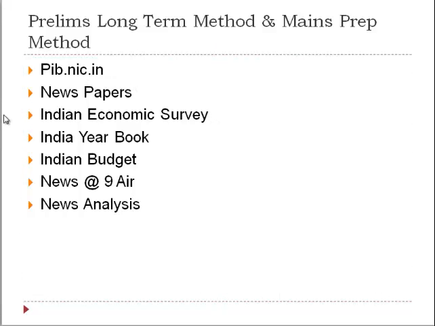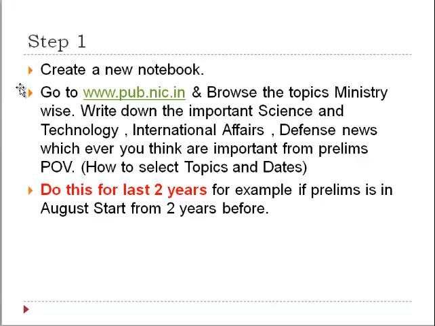So let us discuss them one by one, so that you will come to know what all these are. So in step 1, you have to create a new notebook. You have to go to pib.nic.in, and you can start with a year or 2 years of data. Defense news, technology, international affairs, important events, everything will be there on this website. But remember, you have to click on the press review, and then you can browse the news section wise and date wise. So do this for the last 2 years.